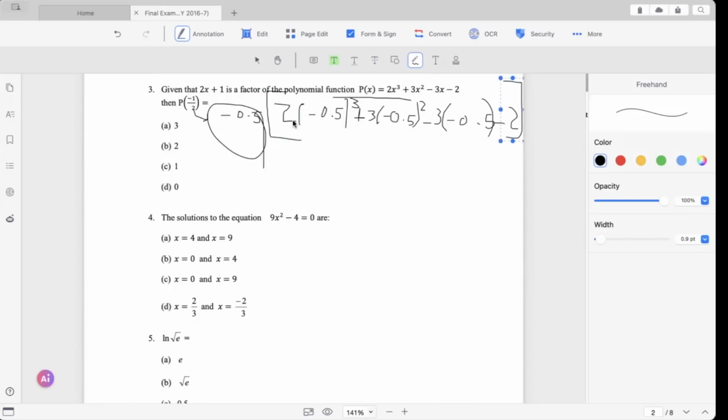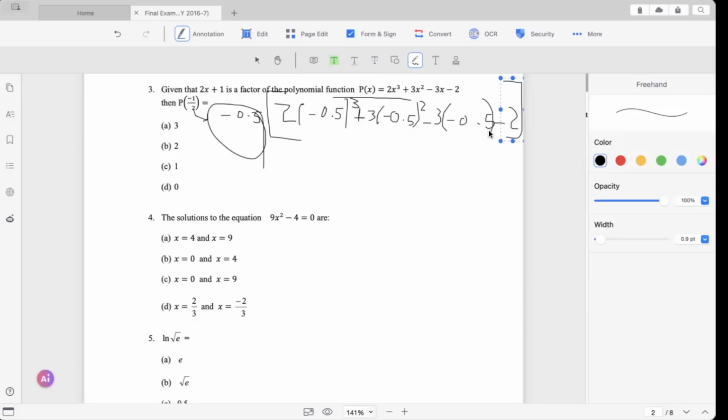So you enter 2 open bracket minus 0.5, then you close the bracket, cube. Then you enter plus 3 open bracket minus 0.5, close the bracket, square. Then you have minus 3, open bracket, minus 0.5, and then you close the bracket, minus 2. Equal. And then what do you get?